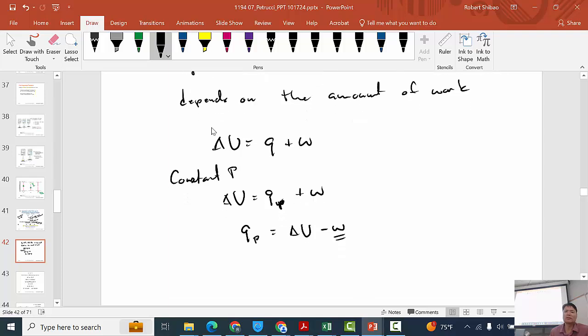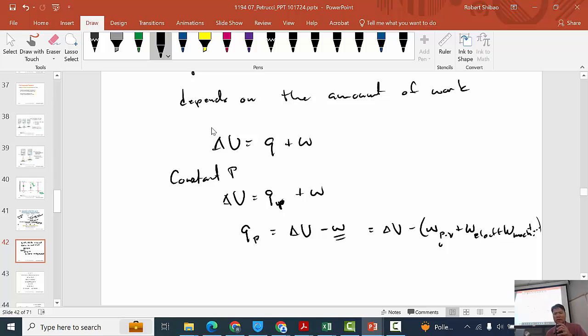Now we have lots of different types of work, so this is going to equal delta U minus, okay, what types of work is there? Well, there's pressure volume work. The pressure volume work is like blowing up the balloon that we saw earlier. Plus there's electrical work, plus there's mechanical work, like lifting a mass, etc. So lots of different types of work. And so it depends on what you're doing with this energy.